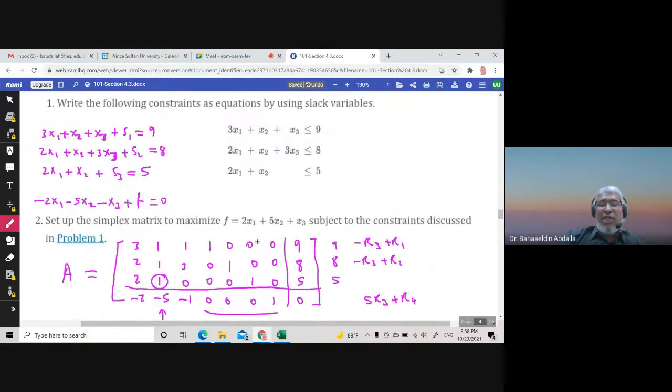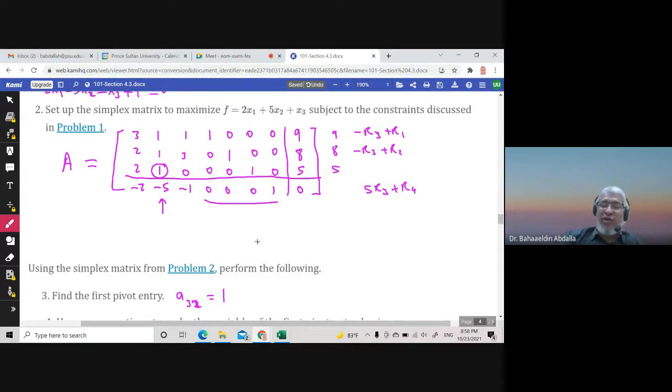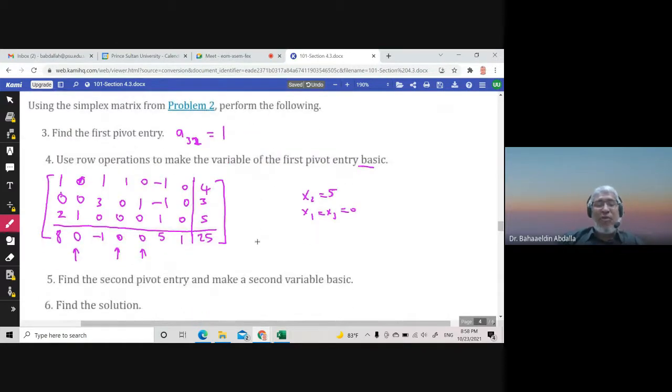And you can check that in the original equation. If x2 is 5, x1, x3 are zeros, then f would be 5 times 5 is 25. So you can check that in each simplex matrix, the objective function is satisfied, and we are moving from a corner point to a corner point. So the corner point here is 0 for x1, 5 for x2, 0 for x3. This is a corner point of the graph. So that's the idea of the simplex method.